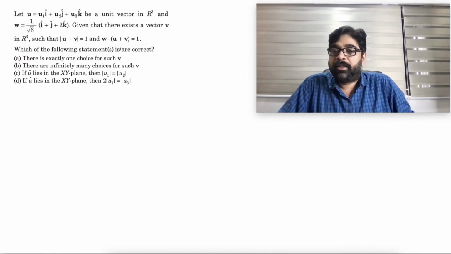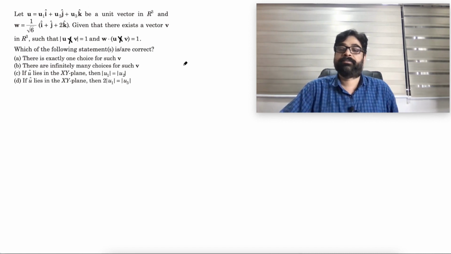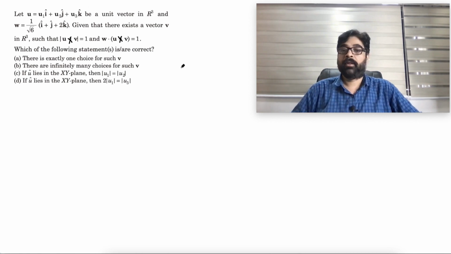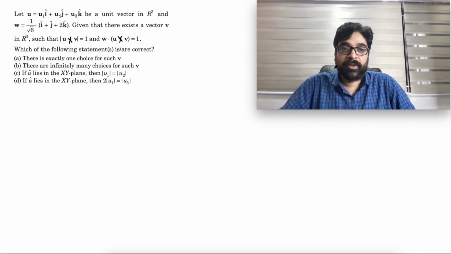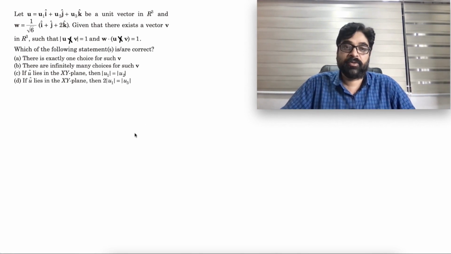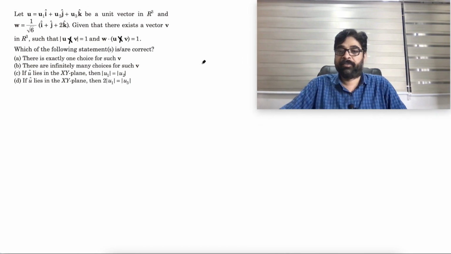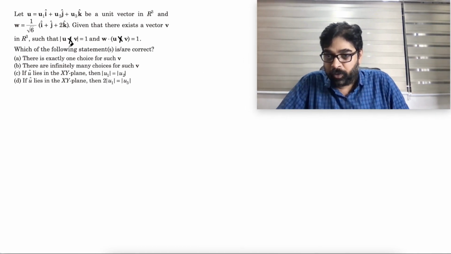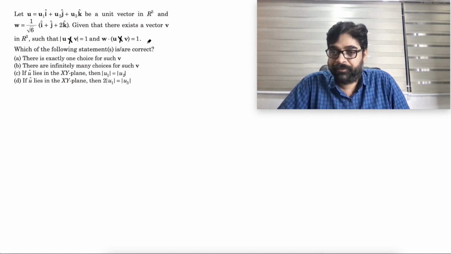In this question, there is some mistake. The printing mistake has to be corrected. This is the cross and this is also cross. If by chance you tried by taking plus, then again pause the lecture and try it by taking cross. It's not plus. Mod of U cross V is 1 and W dot U cross V equals 1.